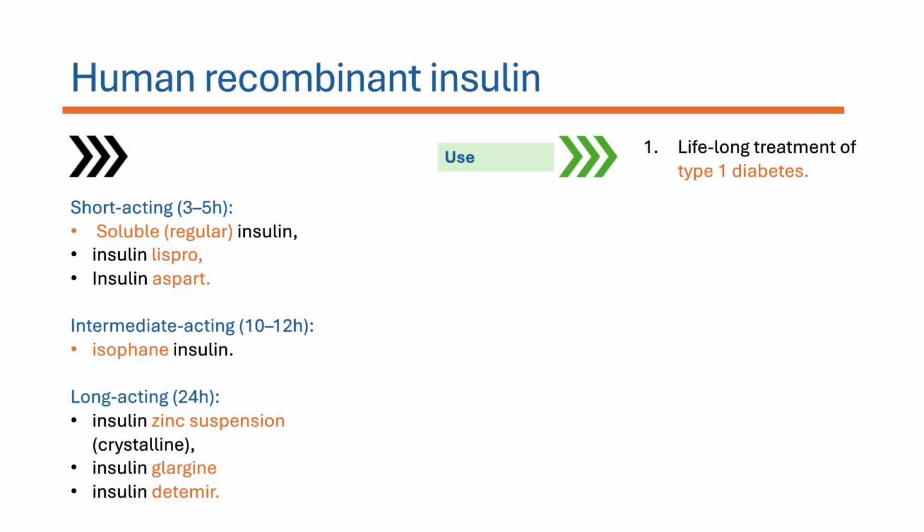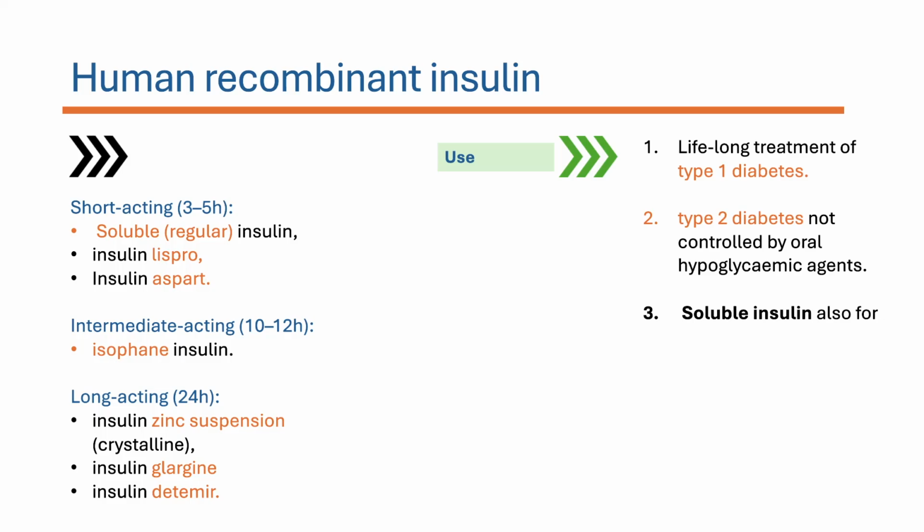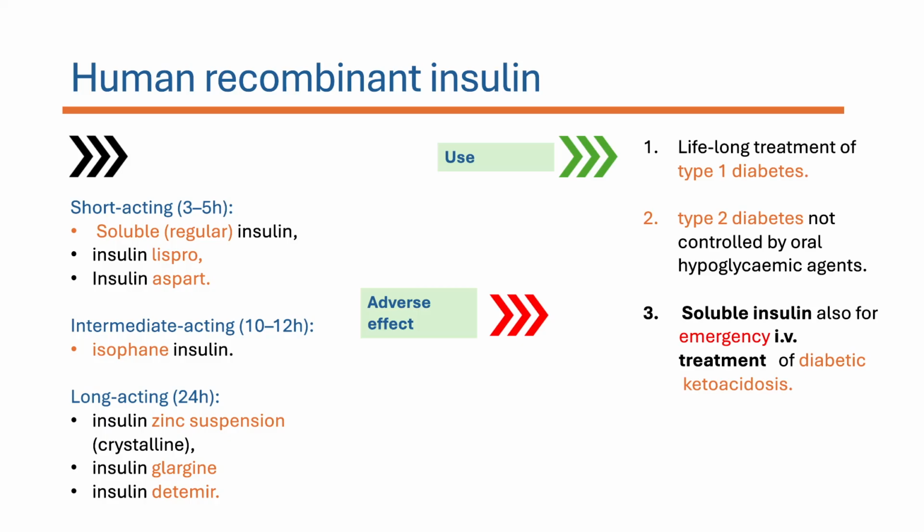So basically insulin is the drug of choice for type 1 diabetes mellitus. It is a lifelong treatment that has to be taken by a type 1 diabetic through the subcutaneous route. So when do we require insulin in type 2 diabetes mellitus? Whenever the blood sugar levels are not controlled by the oral hypoglycemic agents. One more very important thing is that regular or soluble insulin is the drug of choice, which has to be injected through the IV route in the treatment of the emergency condition called diabetic ketoacidosis.